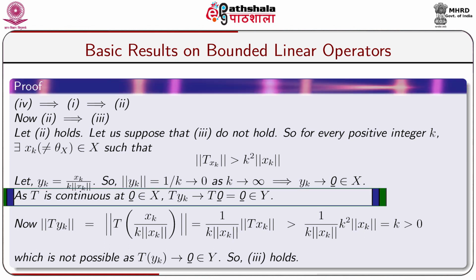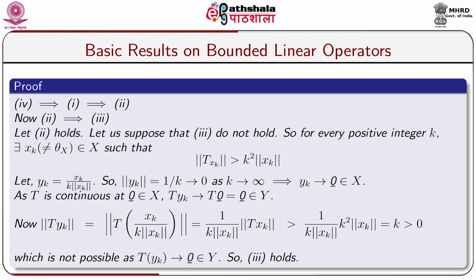As T is continuous at the 0 vector of X, T of y_k goes to T of the 0 vector, which is equal to the 0 vector of Y. Now, norm of Ty_k is equal to norm of T of x_k by k into norm of x_k, which is 1 by k into norm of x_k into norm of Tx_k, which is again greater than 1 by k into norm of x_k into k squared into norm of x_k, which is equal to k and greater than 0, which is not possible as T of y_k goes to the 0 vector in Y. So, 3 holds.